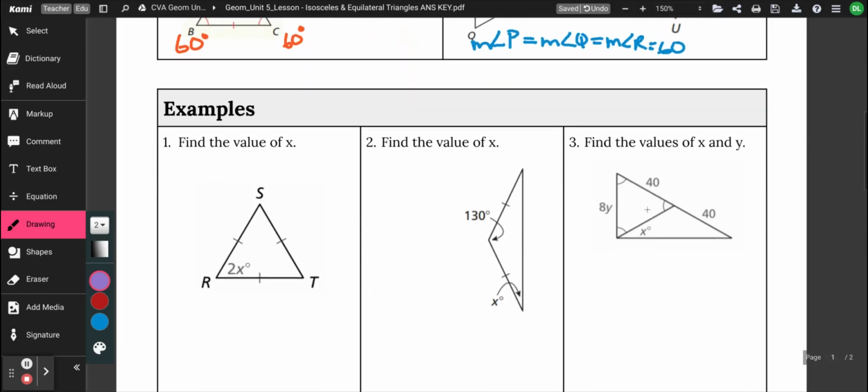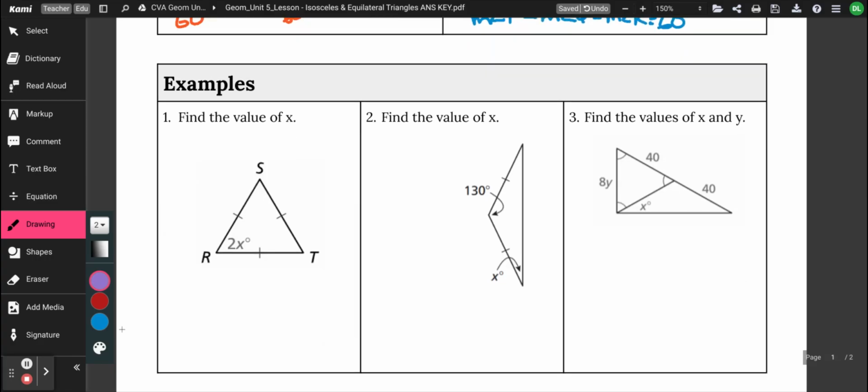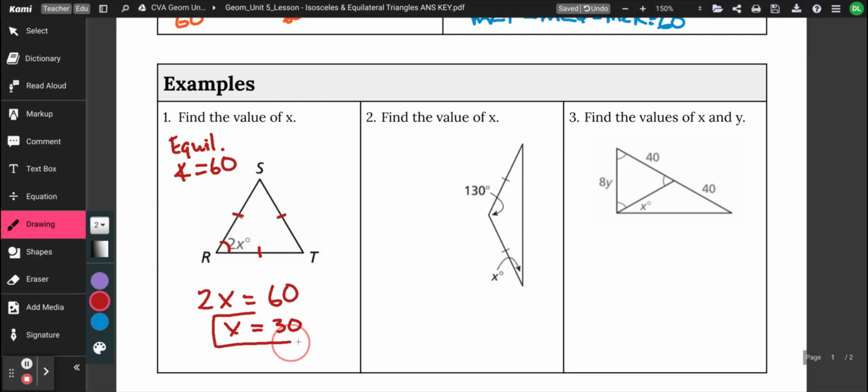Let's look at some examples. Number 1 says, find the value of x. Okay, so my 2x is right here. Notice the degree sign. That tells me that this is an angle. Okay, and I know it's an equilateral triangle because I have 3 congruent sides. So some things that I see, it's equilateral. I know that my angles equal 60. 2x is an angle, so I'm going to say 2x equals 60 degrees, which means my x is going to be 30. Not 30 degrees, 30.